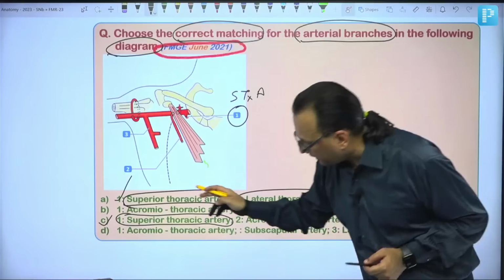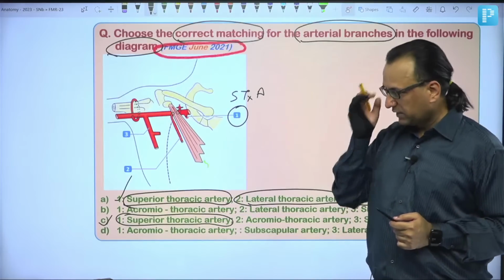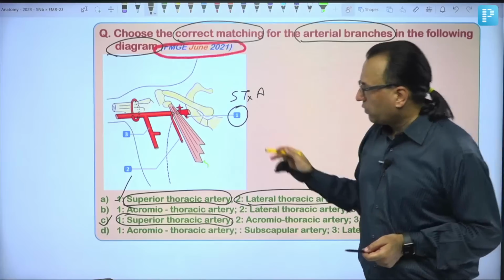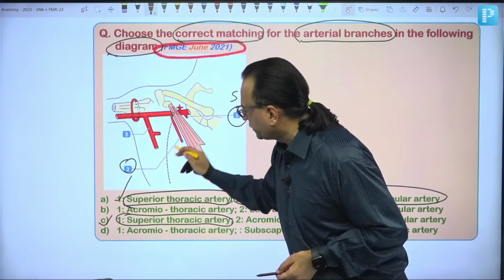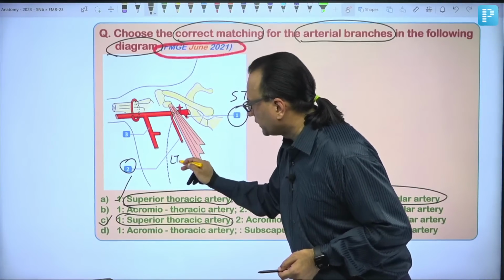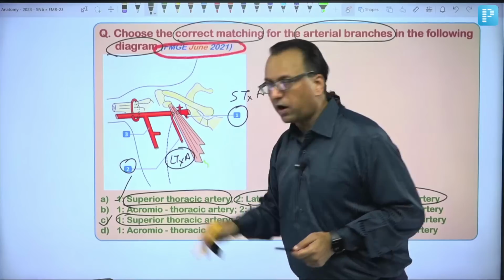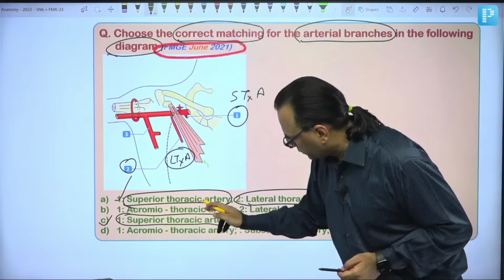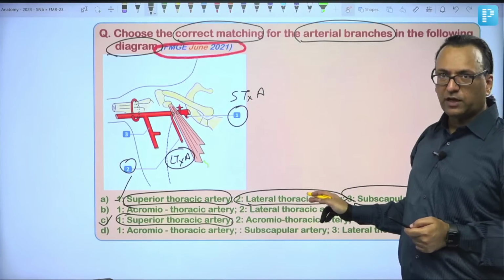So you are stuck with choice 1 or choice A or choice C. Then what is marker 2? Marker 2 is lateral thoracic artery. So search for marker 2 now. Marker 2, lateral thoracic artery. This appears to be the answer.